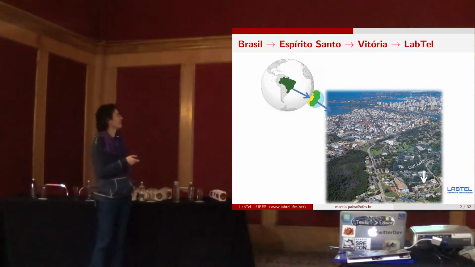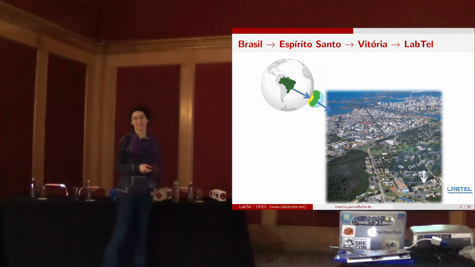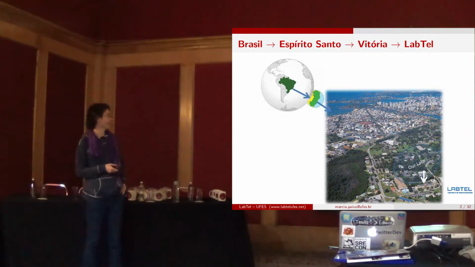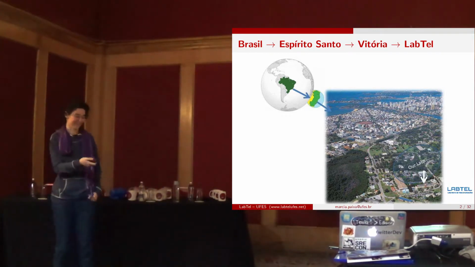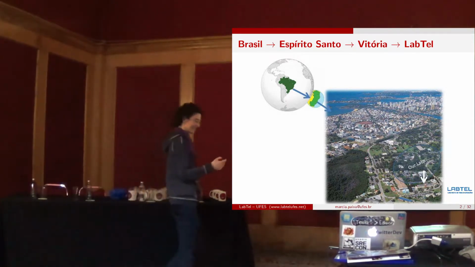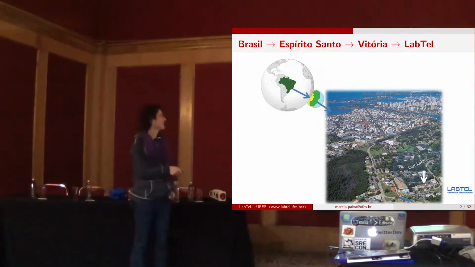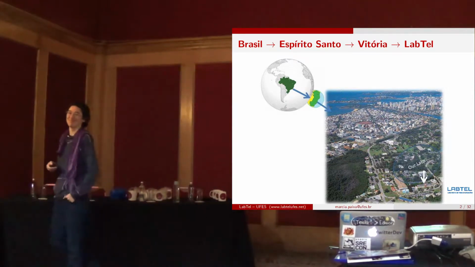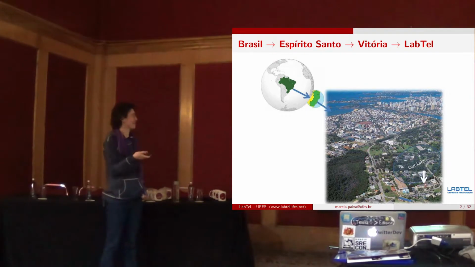Espírito Santo is a small state in Brazil, and Vitória is an island in Brazil. Our lab is just there, just 25 minutes from the beach. So this is our good point.